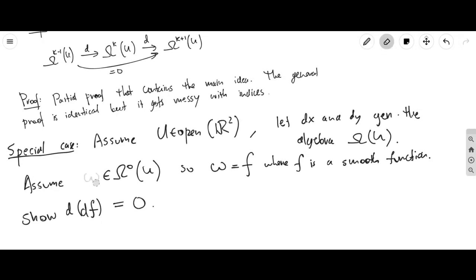So basically, we start with a 0 form. You apply the differential form operator. This is going to be a 1 form. And when you apply the differential form operator again, you're going to get a 2 form. But the 2 form is just going to end up being 0. So that's what we're going to show.